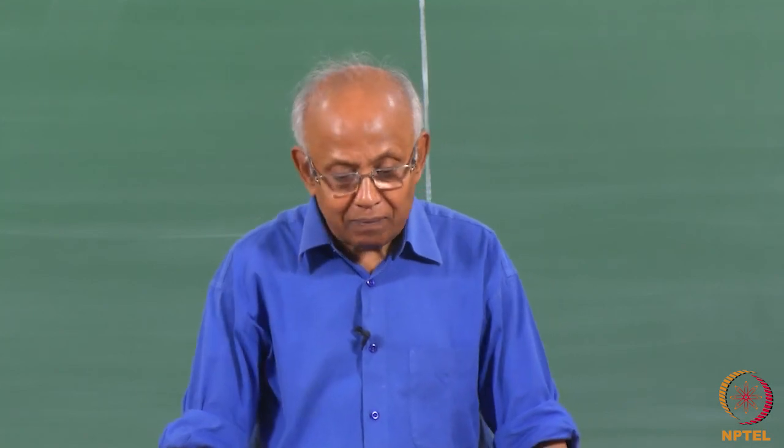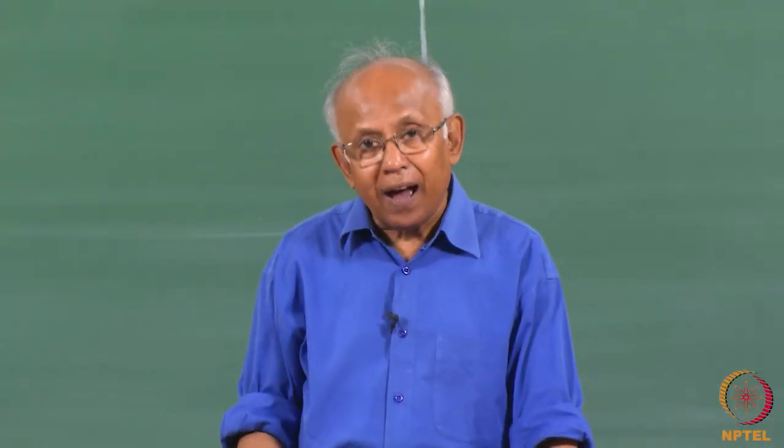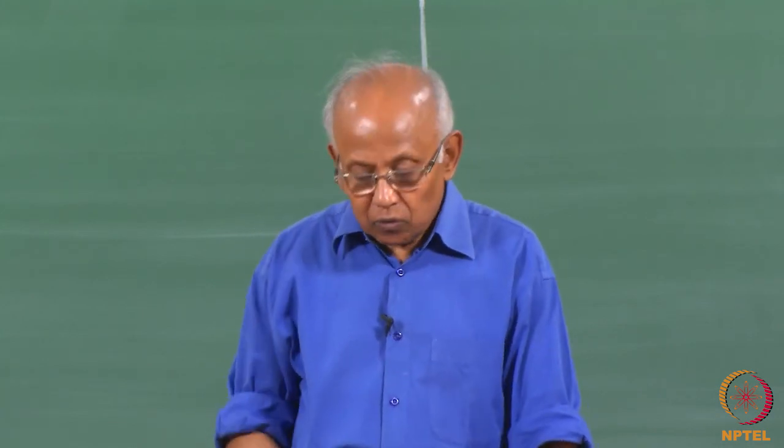So in this particular method, if this is the microstructure, you can see the grains over here, and you can find out the EBSD patterns from each and every grain. So this is a method in which you not only get the microstructure, but at the same time you also have an idea of the orientation aspects. This is in a way one step ahead of the macro texture, which is measured by X-ray diffraction, because there we cannot pinpoint which grain has got which orientation.